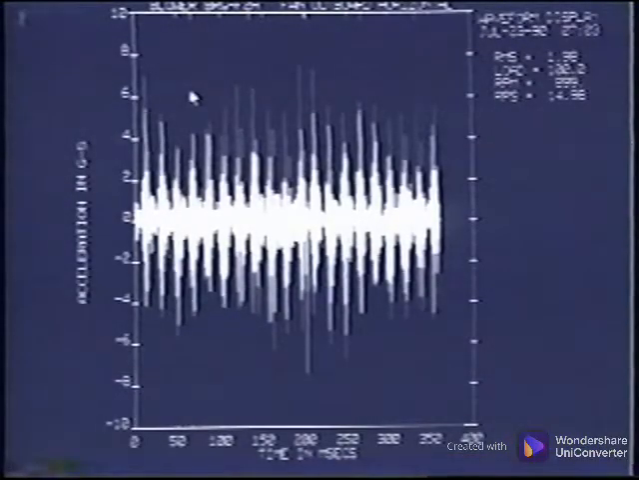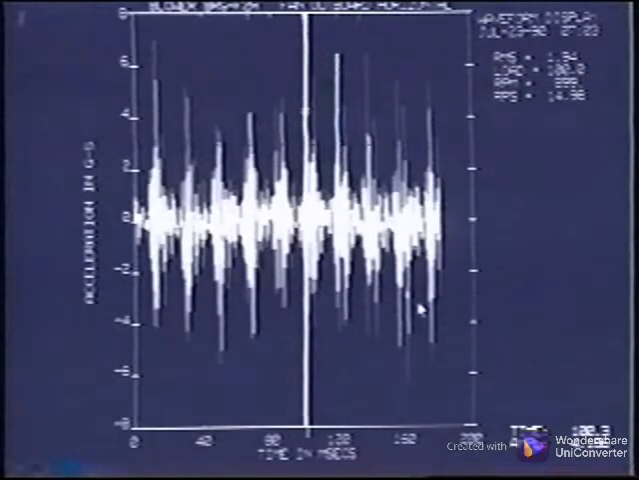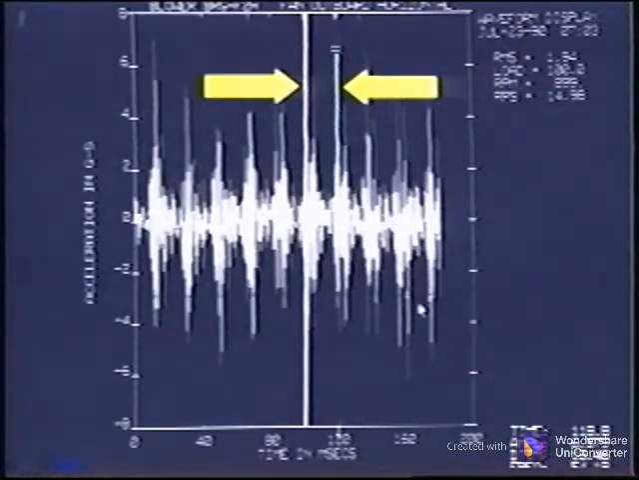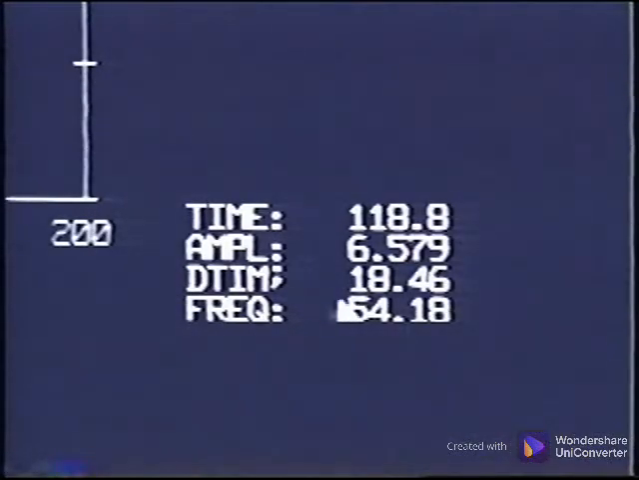This waveform is from a blower that has an outer race defect on the bearing. It has severe impacting to plus and minus 7 Gs, but notice the pattern is very repetitive. When the waveform is expanded, we can mark one impact and move to another. The time between the impacts is about 18.5 milliseconds. This approximates a frequency of 54 Hz.